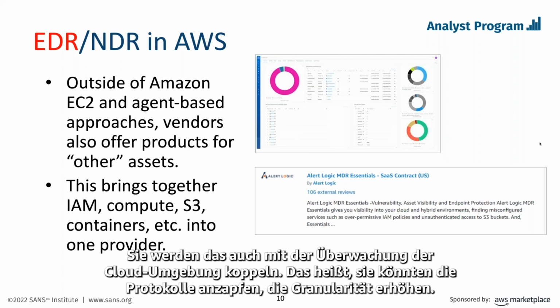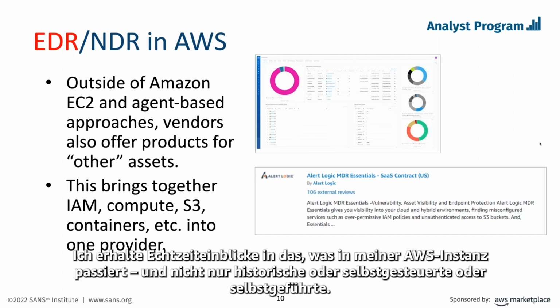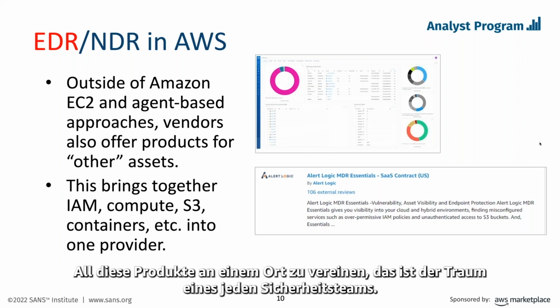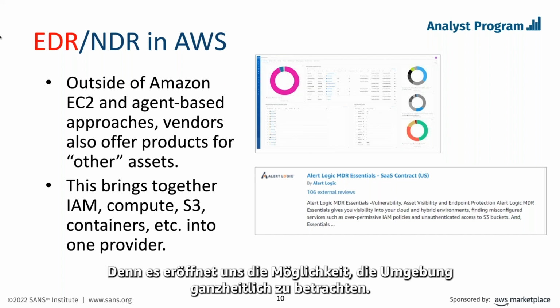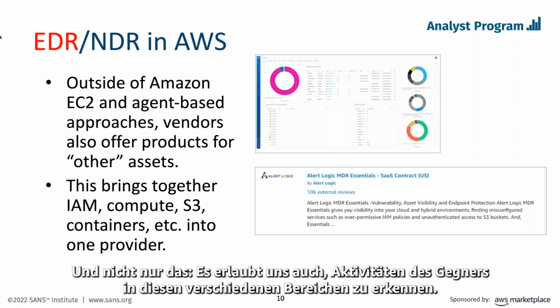They're also going to couple that with monitoring the cloud environment specifically, meaning they might tap into the logs and increase the level of granularity. I'm going to get real-time insight into what's happening in my AWS instance rather than historical or self-guided. So being able to bring all of these products into one place, this is the dream, I think, for any security team, because what does it do? It opens up our ability to look at the environment holistically. Not only that, it also allows us to detect adversary activity across these different assets as well.